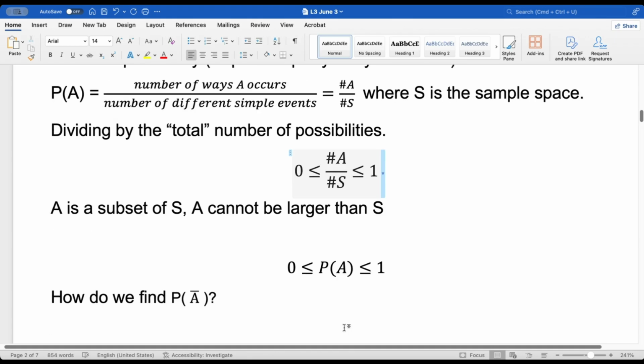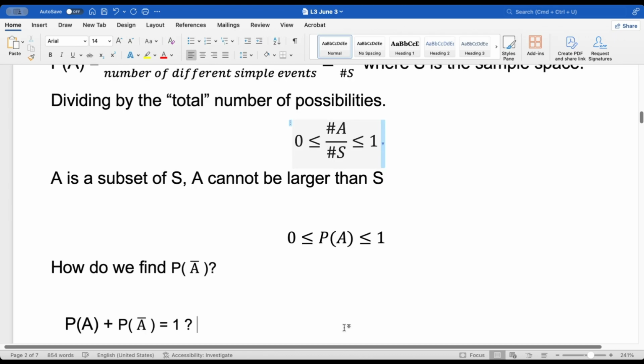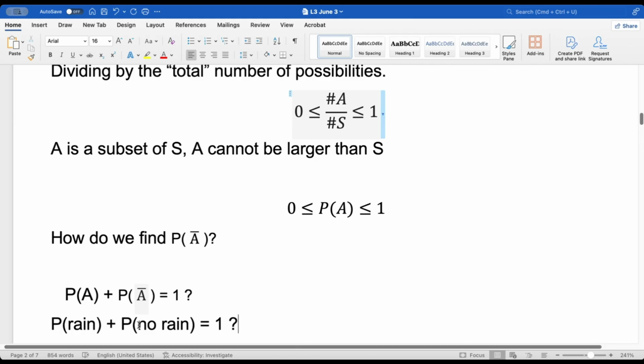How do we find the probability of the complement of A? So we use the fact that the probability of A plus the probability of A complement is equal to one whole or 100%. One of those things has to happen. It's basically yes or no. Either the event A occurs or it doesn't, in which case the A complement would be occurring. So the sum of those probabilities has to be one whole, 100%. The probability of rain plus the probability of no rain is equal to 100%. One of those two things has to happen.